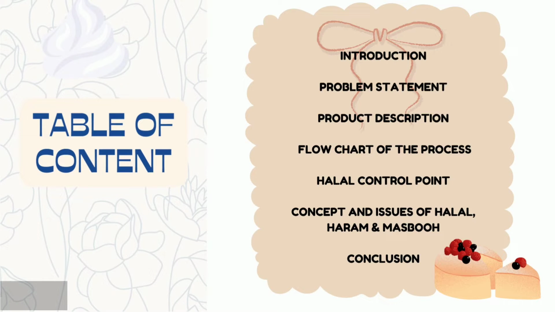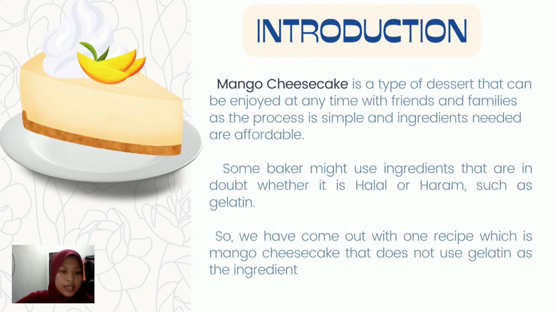Today we are going to explain about the introduction, problem statement, the product description, flowchart of the process, halal control point, the concept and issues of halal, haram and mashbooh, and lastly the conclusion. Now, let's start with the introduction.